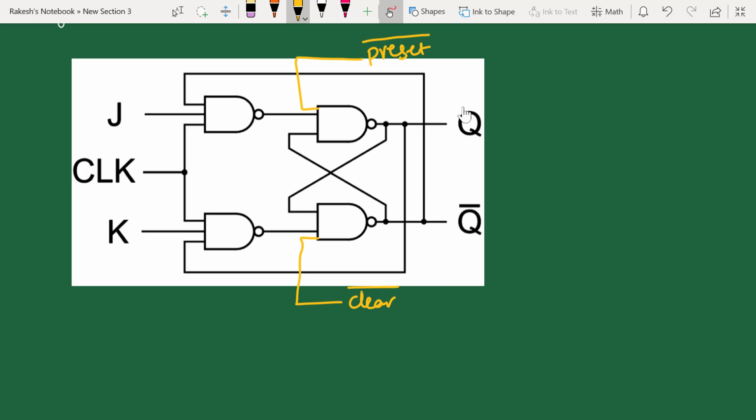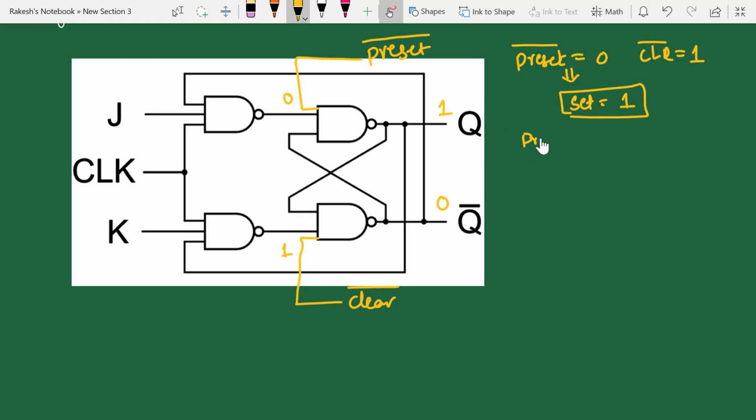So suppose let's take the conditions to understand what it does. Suppose you make your preset bar low and your clear 1. Let us analyze this circuit. If you keep 0 here and 1 here, since one of the inputs for the NAND gate is 0, it doesn't have to consider the other inputs. It will directly produce output as 1 here and 0 here. So that means whenever preset is low, it is going to set your output to 1 state.